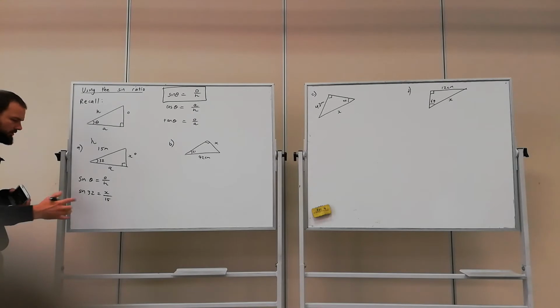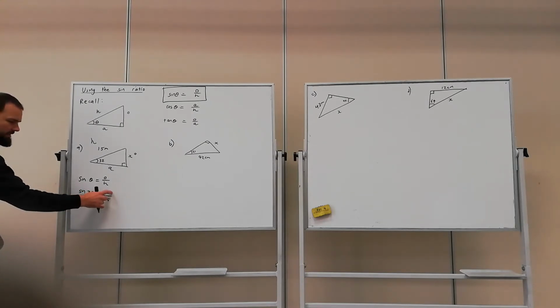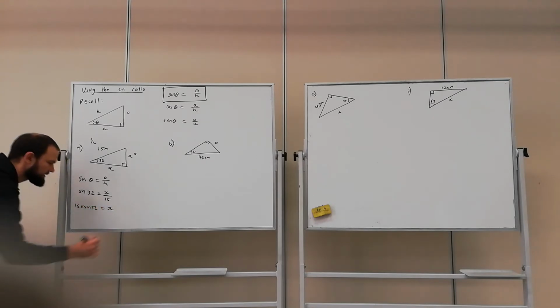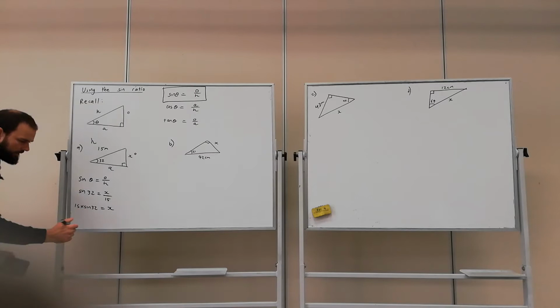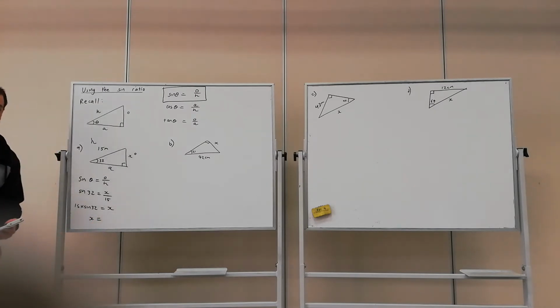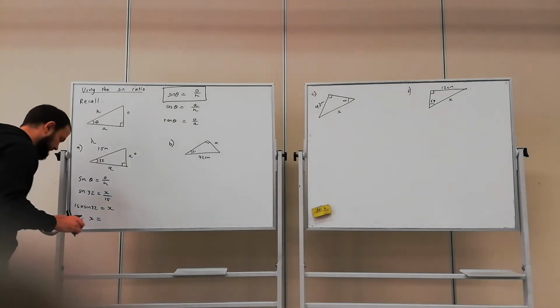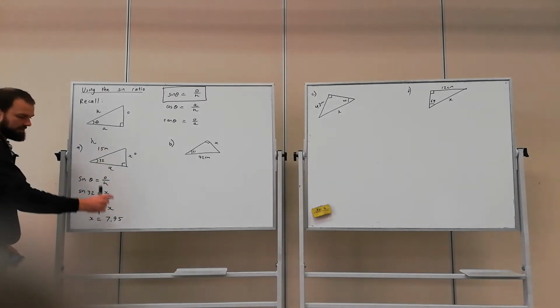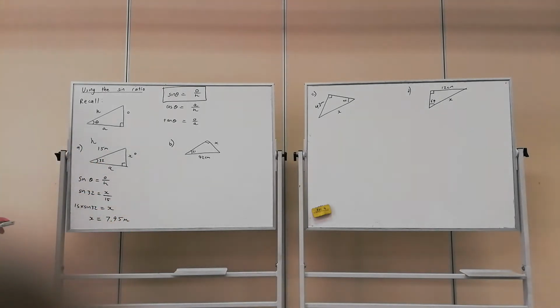And then what we're going to do is move 15 up here to get X by itself. 15 times sine 32 is X. That's what we're going to put in our calculator, 15 times sine 32. We just need to make sure our calculator is on degrees. And I've got 7.95. Here we're given a unit, so we need to include the units in our answers, 7.95 metres.